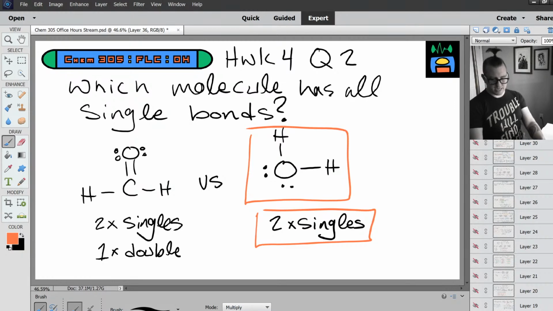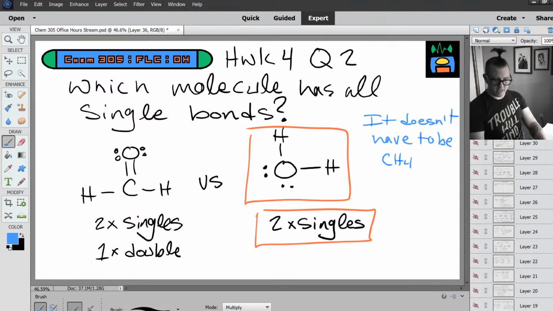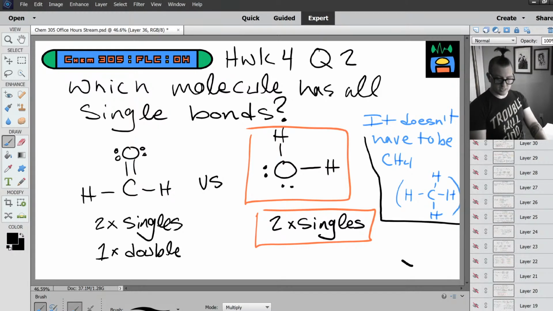It doesn't have to be a molecule like this. It doesn't have to be like methane, which looks like this. This question is simply asking you to identify a molecule where the only type of bond present is a single bond.